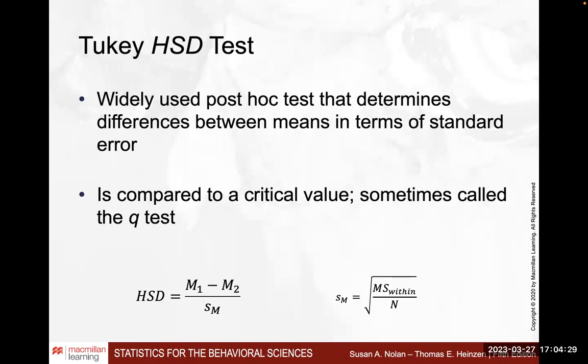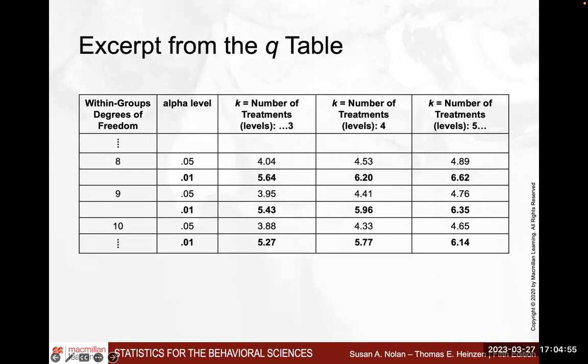So the HSD is calculated as M1 minus M2. This is not M minus M2. This is the mean of one group minus the mean of another group, divided by a kind of standard error of the mean, so basically a variance divided by a sample size, square rooted, and that gets you the HSD, which can also be translated into the so-called Q.